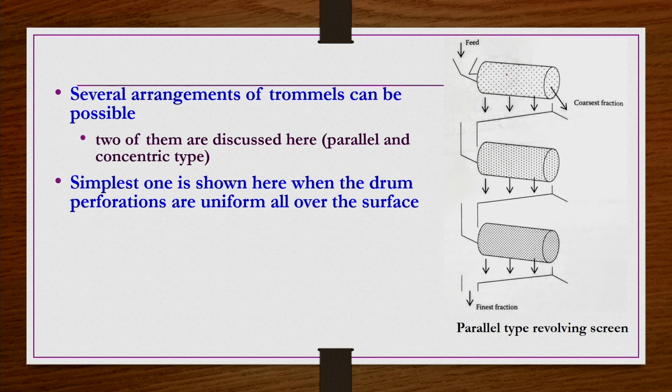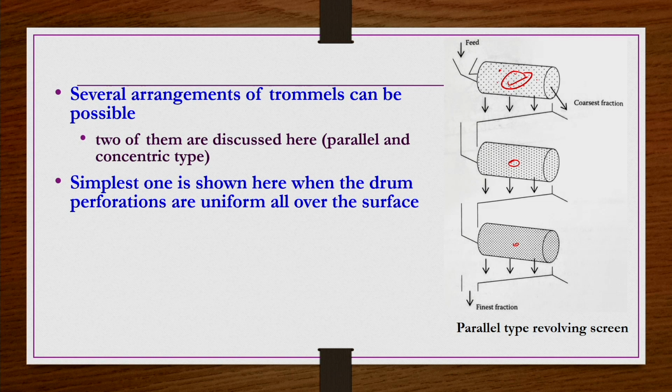Here what we can see, now let us say only 3 drums are shown, we can have n number of drums with different openings, but the openings in each drum are uniform. Here you can see the first one, the coarsest opening is there, and then the medium opening is there, and then the bottom most one has a much smaller opening. But within each drum the uniformity of the screen openings is there, okay.